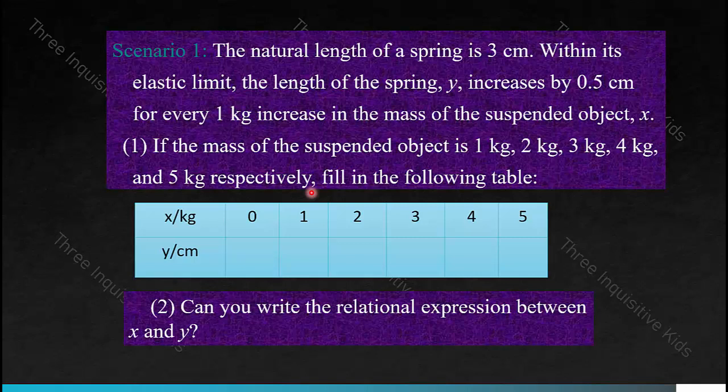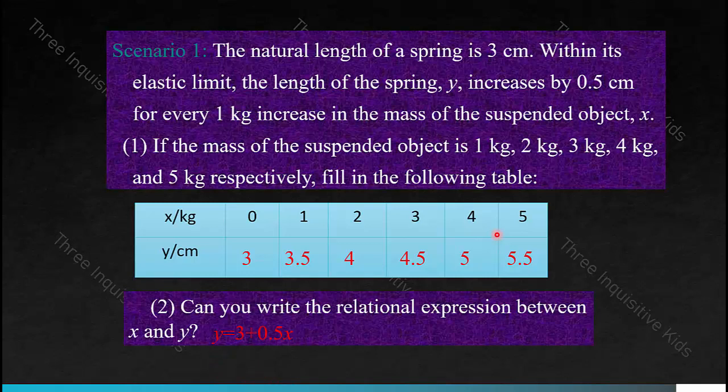So if the mass of the suspended object is 1 kilogram, 2 kilograms, 3 kilograms, 4 kilograms, and 5 kilograms respectively, fill in the following table. Well, according to the information we're given, we know it starts with 3 centimeters. And with each increase in kilogram, it increases by 0.5 centimeters. So it goes like this, 3, 3.5, 4, 4.5, 5, 5.5. So now can you use this table and write the relational expression between x and y?